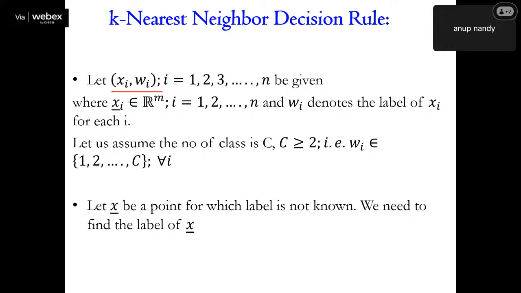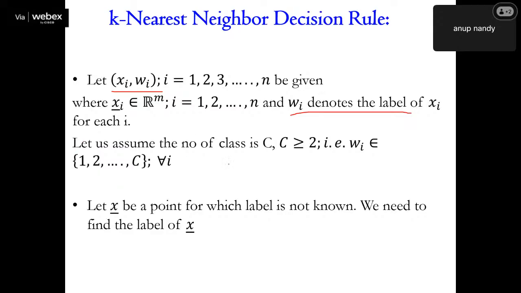And xi belongs to R^m, for i equal to 1 to n. So this is an m-dimensional real space. And what is wi? wi denotes the label, the class label of xi for each i. So the x1 observation is coming from w1, the x2 observation is coming from w2, the x3 observation is coming from w3. So that is how we can think of it.